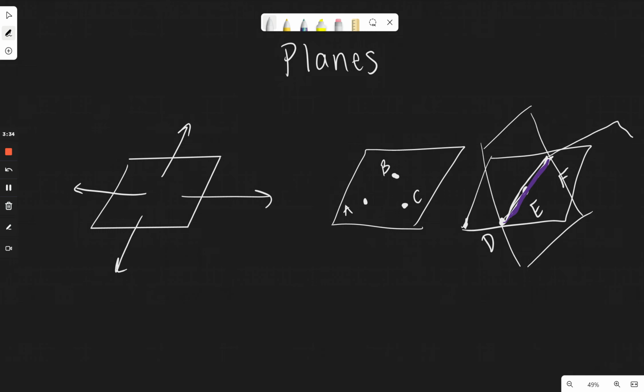Another way you can define a plane, which is very similar to this, is 2 vectors. As long as the vectors aren't the same vector and they're not opposite to each other, because again, 2 vectors that are opposite each other, wow, well that looks awfully lot like a line, doesn't it?